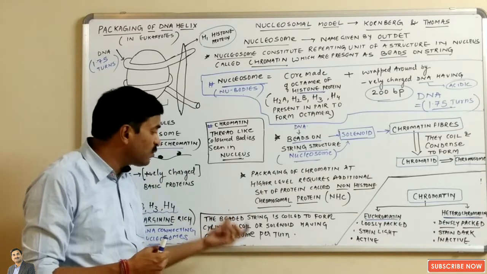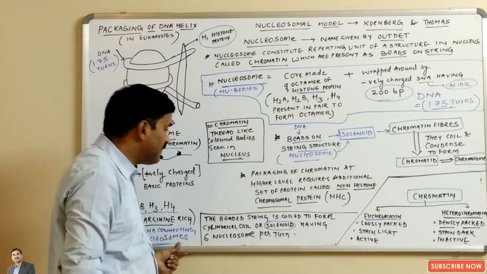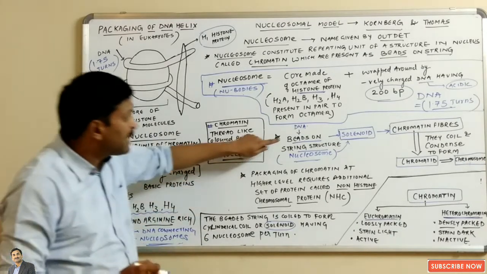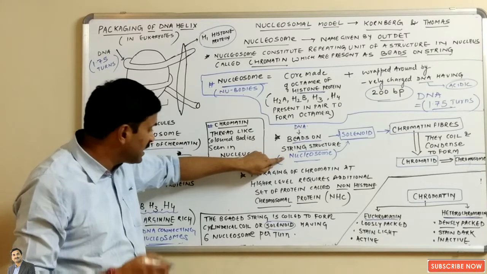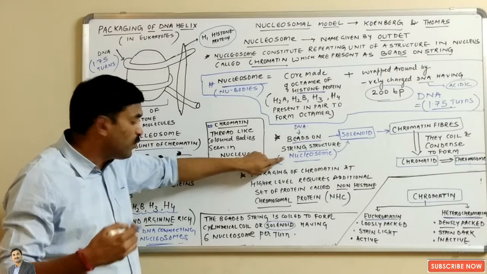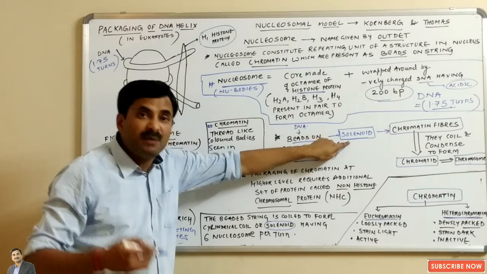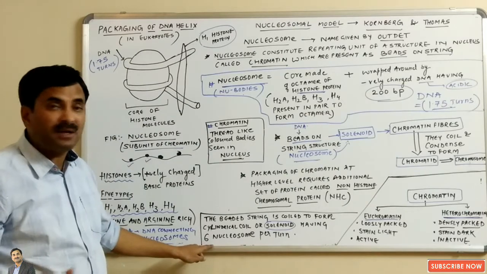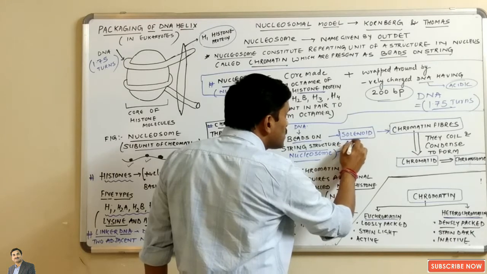It forms a cylindrical coil or a solenoid, having 6 nucleosomes per turn. I just want to say that this beads-on-string structure, known as a nucleosome, becomes coiled again, more folded, to form a cylindrical coil. We can say it forms a solenoid, a more coiled structure, having 6 nucleosomes per turn.